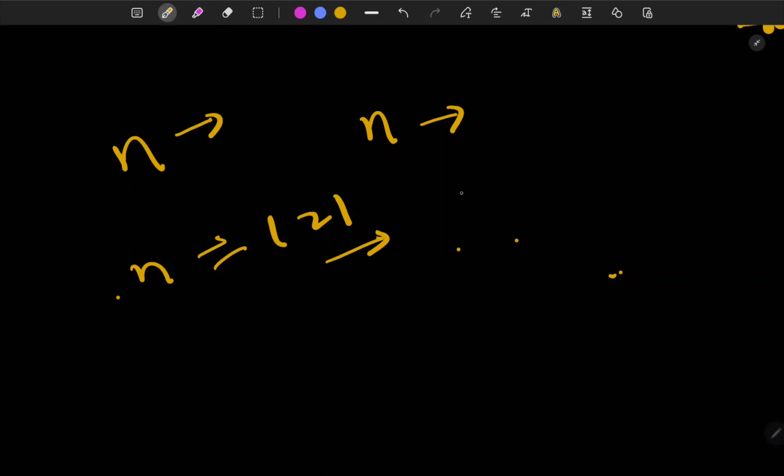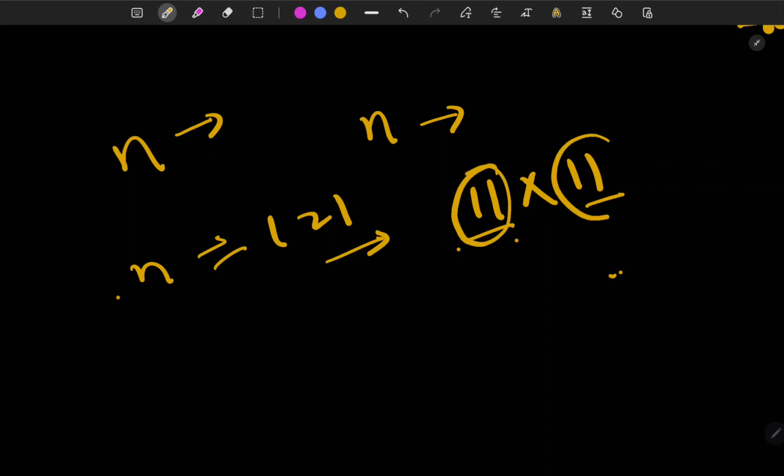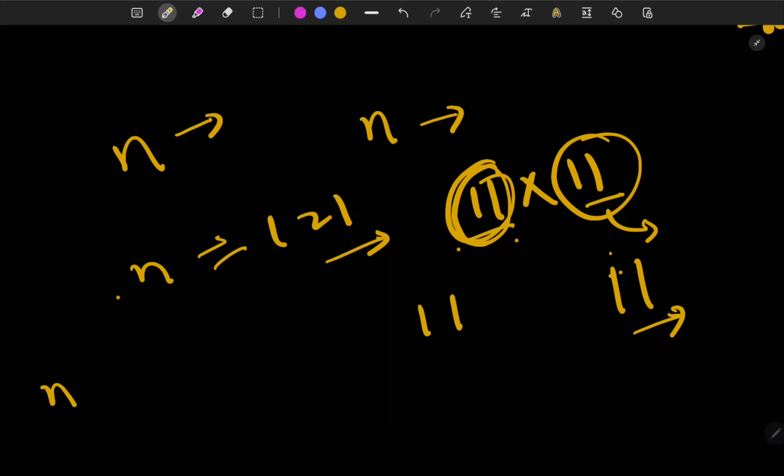How can I write 121? I can write it as 11 times 11. 11 is a number which consists of only 1s and 0s, and this is also a number which consists of only 1s and 0s. So basically, we have to convert this n into a product of numbers in such a way that each number will always consist of either 0 or 1.